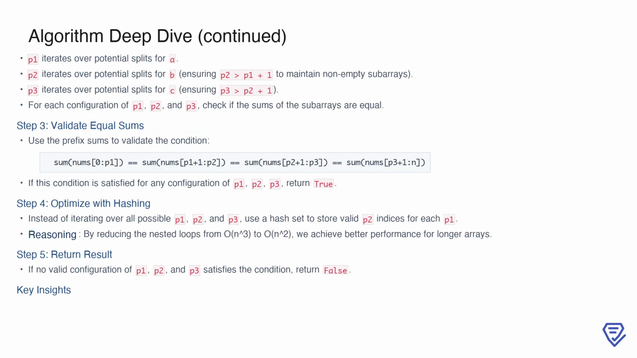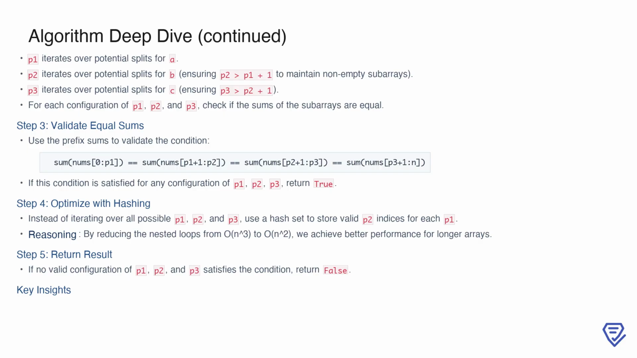To find the split points, we use 3 nested loops to iterate through the indices of the array. The first loop, represented by P1, considers all potential split points for the first subarray, A. The second loop, represented by P2, explores split points for the second subarray, B. Here, we ensure that P2 is greater than P1 plus 1 to maintain non-empty subarrays. Similarly, the third loop, represented by P3, identifies split points for the third subarray, C, ensuring that P3 is greater than P2 plus 1. For each combination of P1, P2, and P3, we calculate the sums of the respective subarrays using the prefix sums and validate whether they are equal.